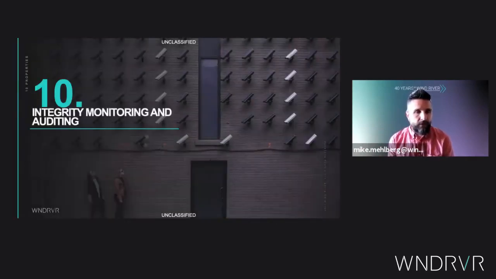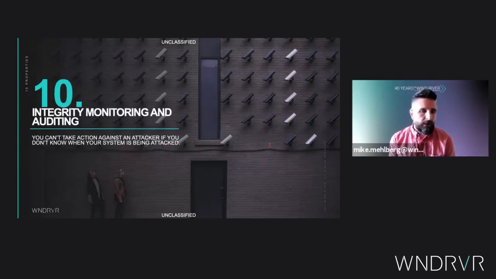And the 10th and final property is integrity monitoring and auditing. You can't really take action if you don't know that your system is being attacked. And so once you're deployed, we want to constantly monitor the integrity of the system. And for cases where we're keeping logs that we could check later, we want to create audit trails of the things that are happening on your system so that we can know when an application was updated or when certain data was accessed.